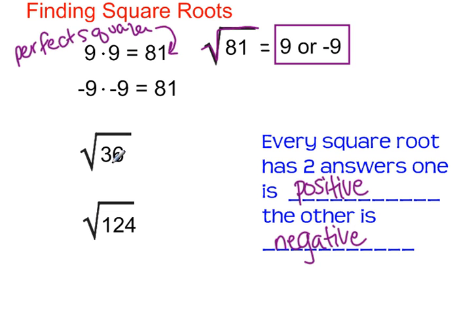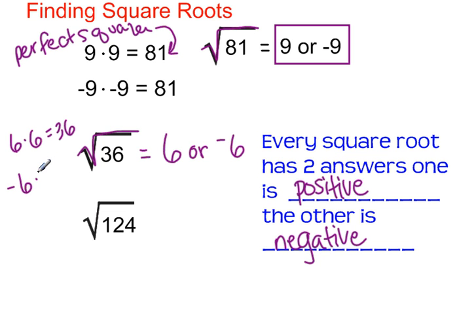So here's another perfect square. 36 is a perfect square. The square root of 36 will be something times itself. What number times itself gives me 36? 6. 6 times 6 is 36. So the square root of 36 is 6. Or what's another number? -6, because -6 times -6 also gives me 36.